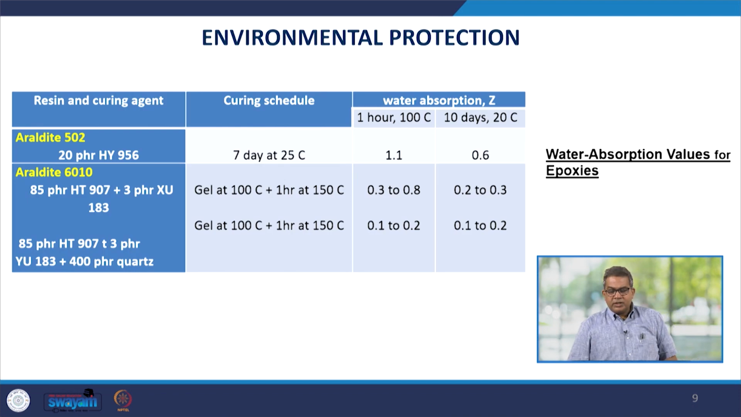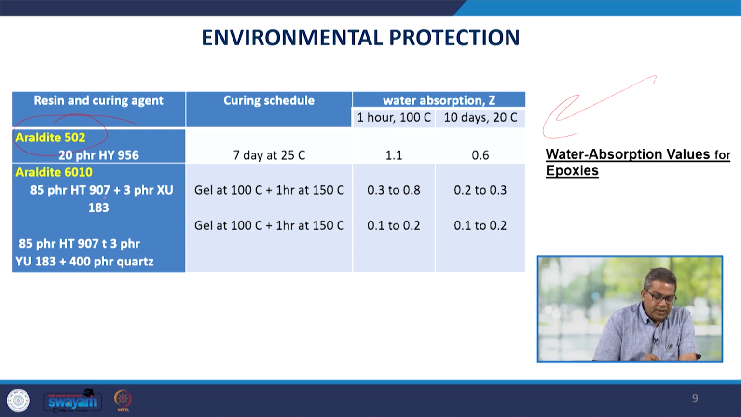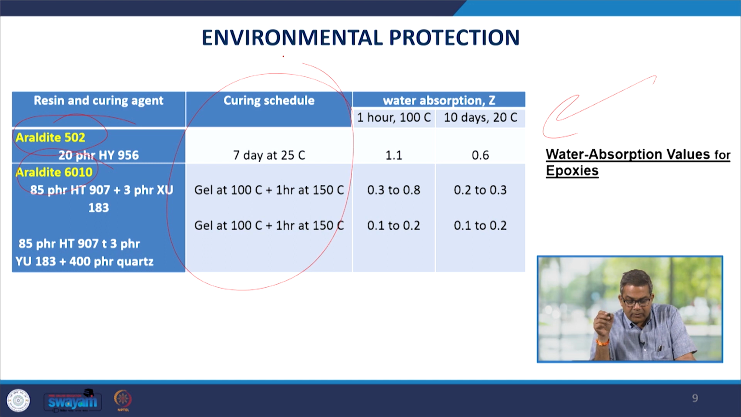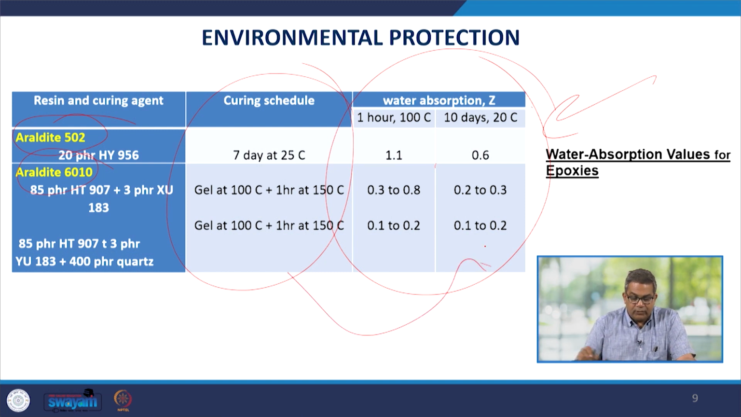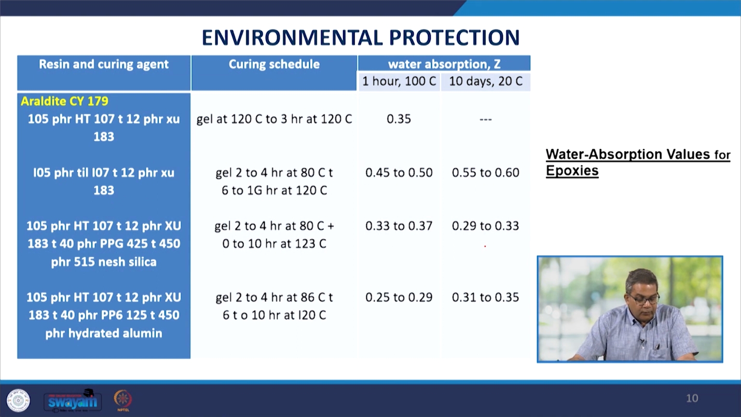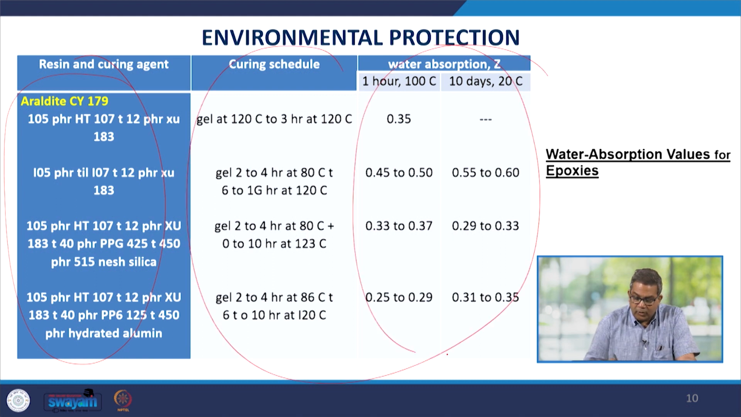Now here you see the water absorption values for various epoxies like Araldite 502 and Araldite 6010, which are commercial names. The curing schedule is given in this particular column, along with water absorption at 1 hour and 100 degrees Celsius, and 10 days and 100 degrees Celsius. You can see the difference. Similarly, if we take the other segment, you see the difference in the water absorptivity.